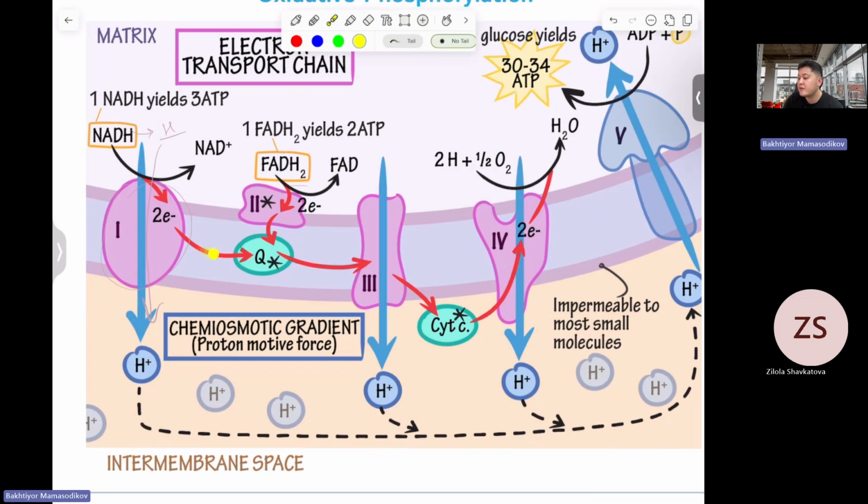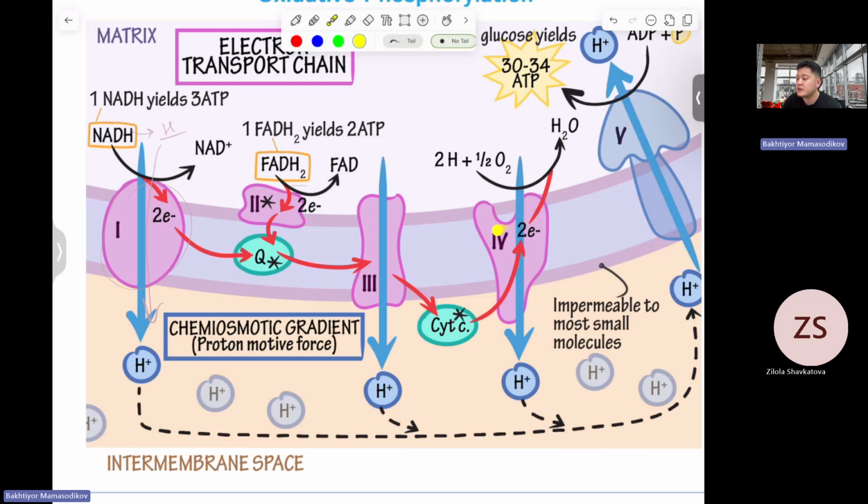You see, whenever they are moving throughout the complexes, the protons are moving inside. The first complex is moving protons. The second won't move the protons to the intermembrane space. Only the third one is moving the protons to the intermembrane space. And the fourth one is also moving into the intermembrane space, but the second is not. Okay, this building up of the proton gradient is called chemiosmotic gradient, which means high hydrogen outside and low inside. Okay, so what's happening next?